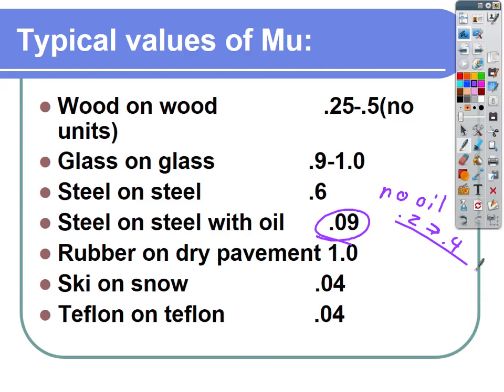And that's it. So the main ideas for friction. There's two types, static and kinetic. And then we have this new topic, this new quantity, the coefficient of friction, which depends on the surfaces and can be calculated with the frictional force over the normal.